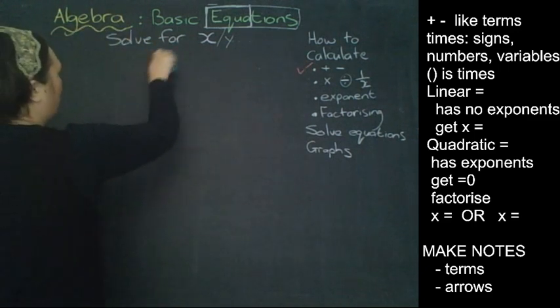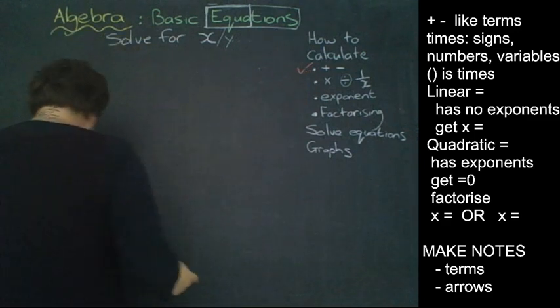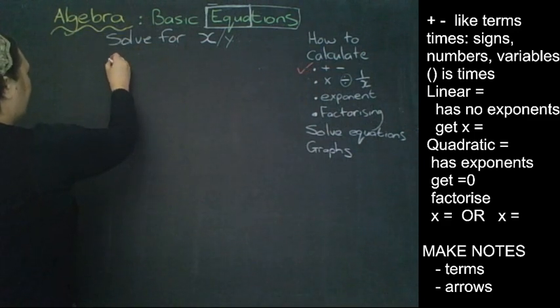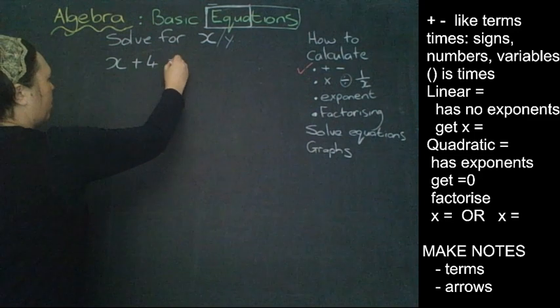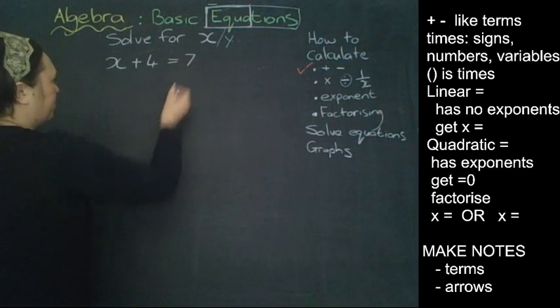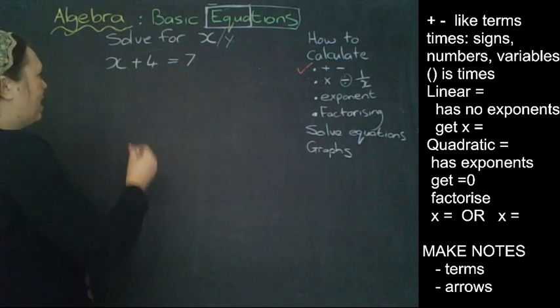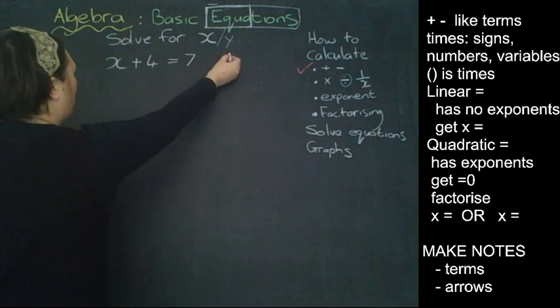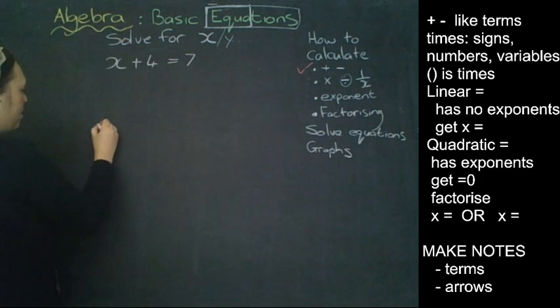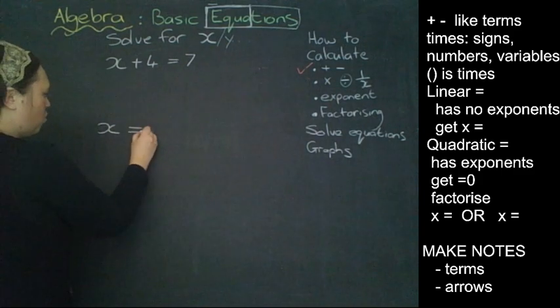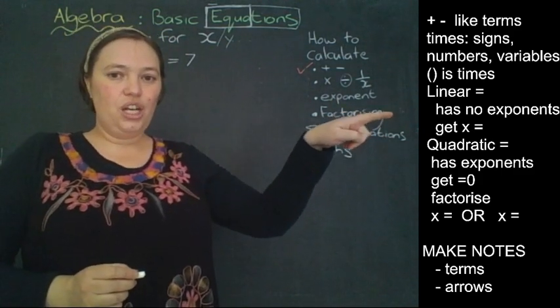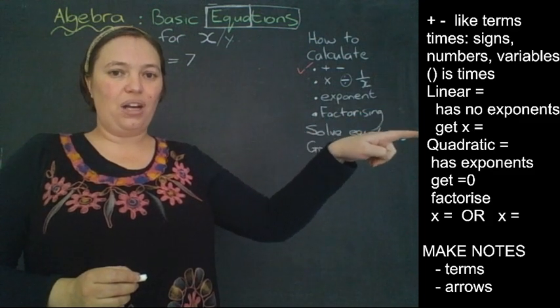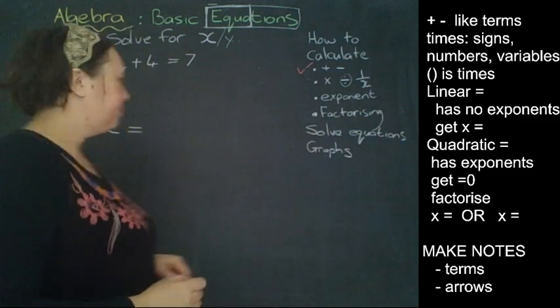For today, we're just going to use this one. Okay, so let's say we've got x plus 4 equals 7. We need to get what we want our answer to look like. We want our answer to be x equals. Like I said here, these are linear equations, so there are no exponents, and we want to get x equals.